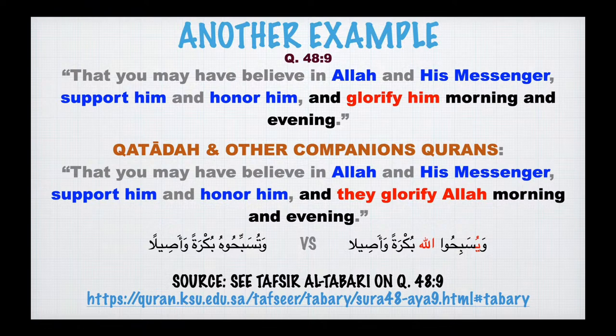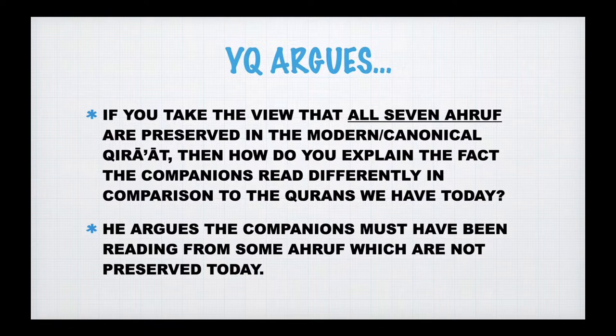A lot of the commentaries and a lot of the literatures will note this stuff. But in terms of what are the canonical readings, which means what's acceptable to read in prayer, in worship and liturgy, you can't read these companion Qurans. You can only read the 7, the 10 canonical ones in prayer for it to be valid. So Yasir Qadhi is arguing, if you say all of the ahruf exist in the 10 readings that we have today, then how do you explain the companions having different readings than what we have today? So that's kind of his argument there. I just summarized it here.